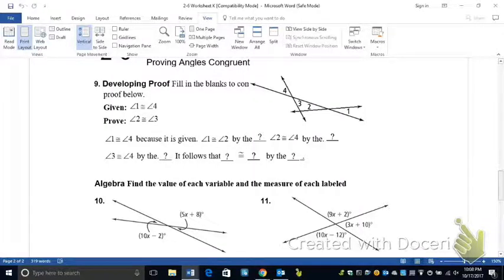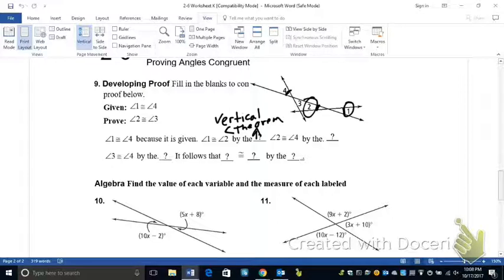Okay, number 9, this is a little paragraph proof. Kind of quick and dirty. What we're going to do is we basically only use 2 things here. So 1 is congruent to 4 because it is given. Okay, that means that 1 right here and 4 right here are congruent. We need to prove that 2 and 3 are congruent. So first we're going to start off and say that 1 and 2 are congruent. So we look at that relationship and we go, hey, those are vertical angles. And we know that vertical angles are congruent by the vertical angle theorem.